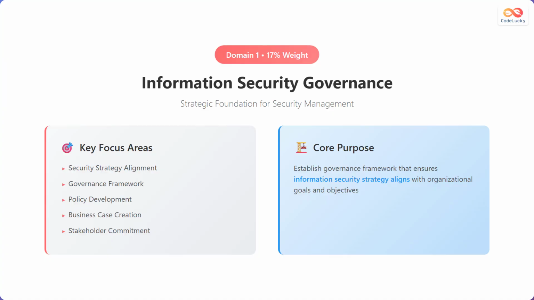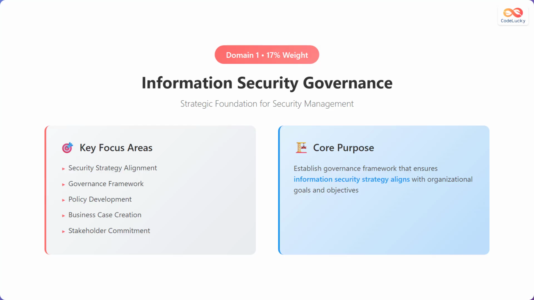Information security governance is the strategic foundation of any successful security program. As Domain 1 of CISM, it emphasizes creating governance frameworks that ensure information security strategy directly supports business objectives. The key focus areas include security strategy alignment, where security initiatives must match organizational goals and priorities. Governance framework development involves establishing clear structures for decision-making and accountability.